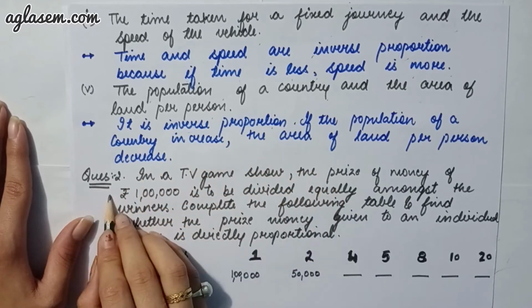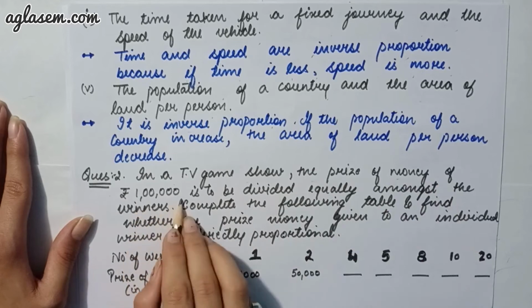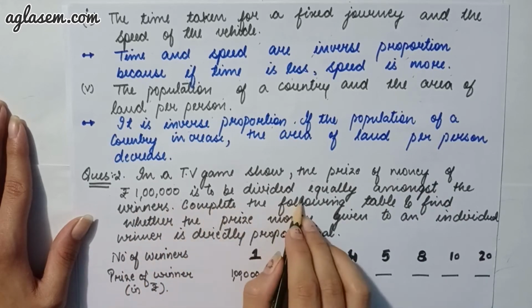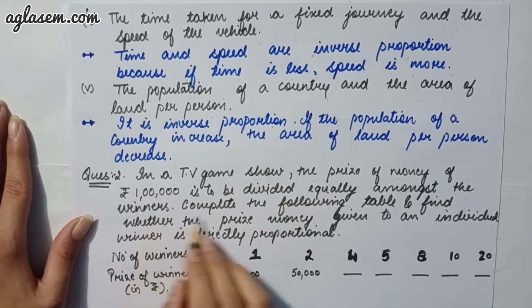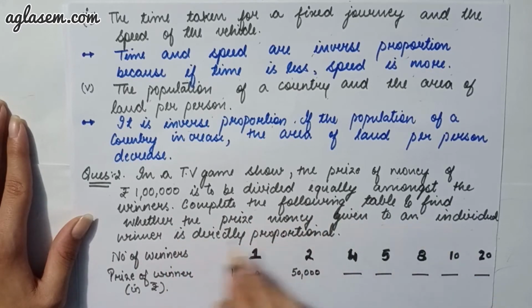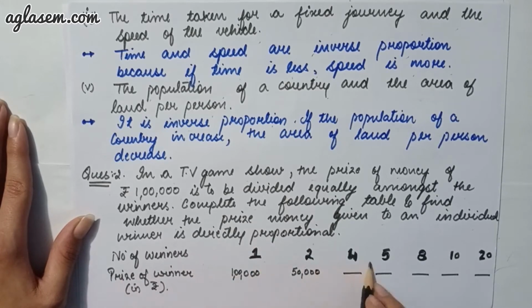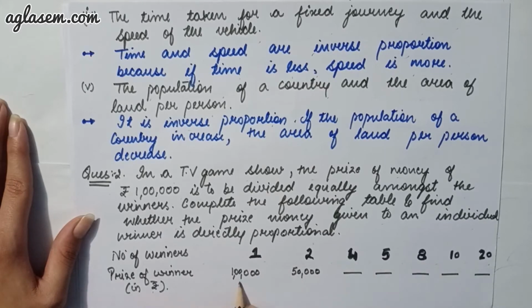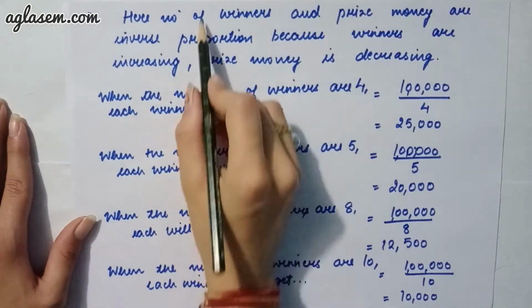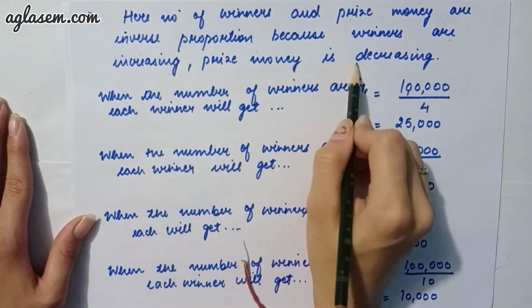Moving to our second question, which says in a TV game show, the prize money is rupees 1 lakh. It is to be divided equally amongst the winners. Complete the following table and find whether the prize money given to the individual winner is directly proportionate. So the number of winners is given 1, 2, 4, 5, 8, 10, 20. And the prize we have given 1,00,000 and the rest we have to find. So here the number of winners and the prize money are inverse proportion, because winners are increasing and prizes decreasing.